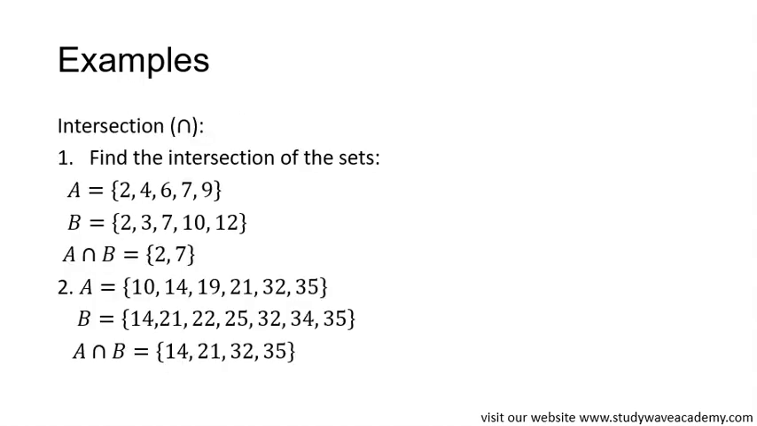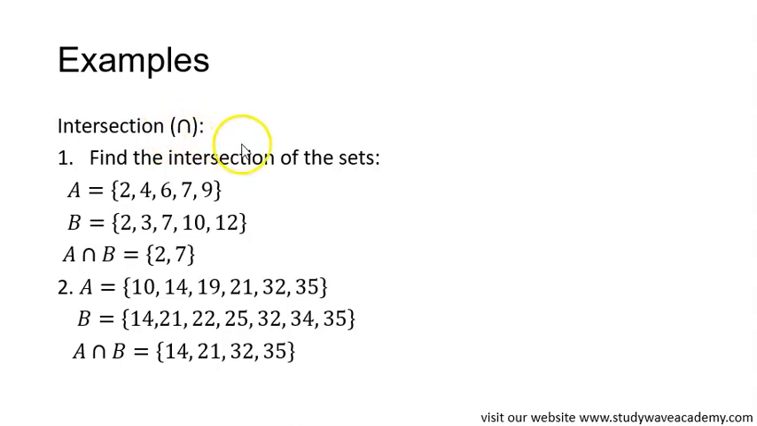Now the next example we're going to be looking at is the intersection. Remember, the intersection is denoted by the symbol, right? Good. So what did we say the intersection is? Can you remember? The intersection of 2 sets consists of elements common in both sets. That is what we said, right?